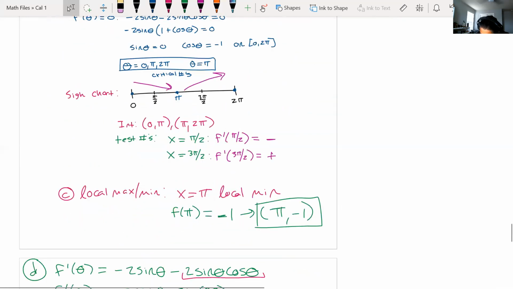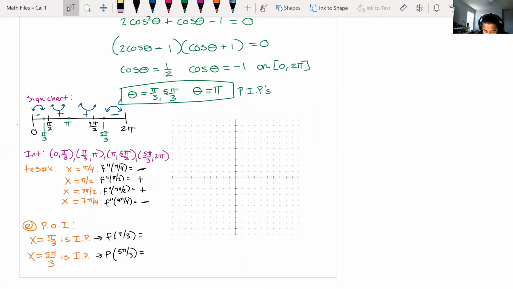And I'm typing in pi over 3, which is 5/4. Hey, that's nice. And 5 pi over 3, which is also 5/4. Which, I mean, we're graphing, so that's 1.25. So pi over 3 and 1.25, 5 pi over 3 and 1.25.